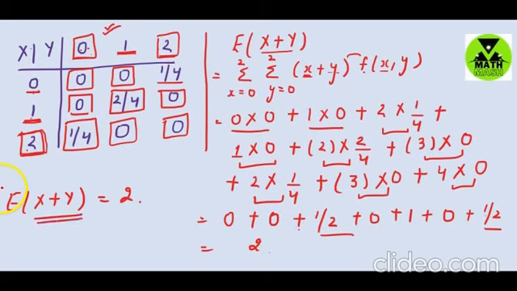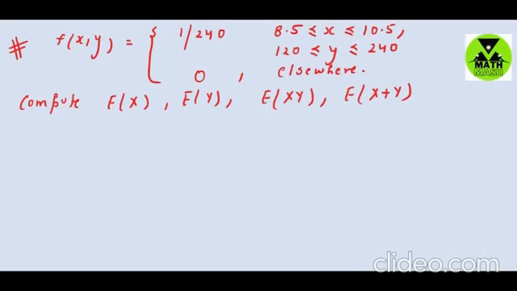So this is how we can compute the expected values in the case of discrete random variables when we have an ordered pair, that is, x, y are both discrete random variables. Okay, so this is a question based on the joint probability density function. So there, how are we going to compute the expected values?